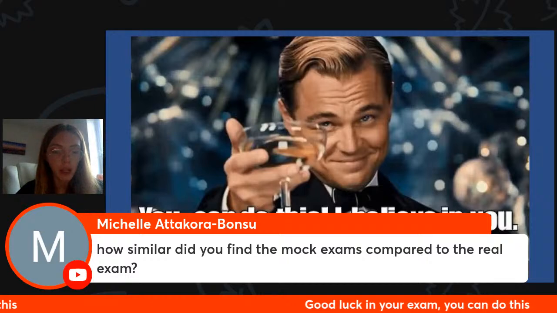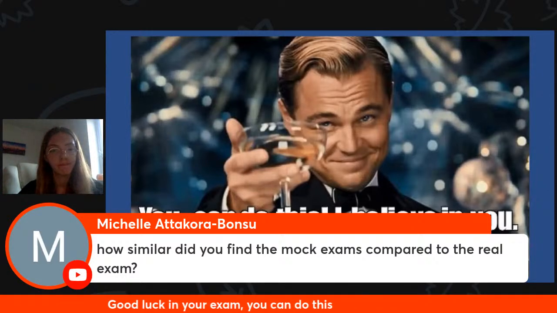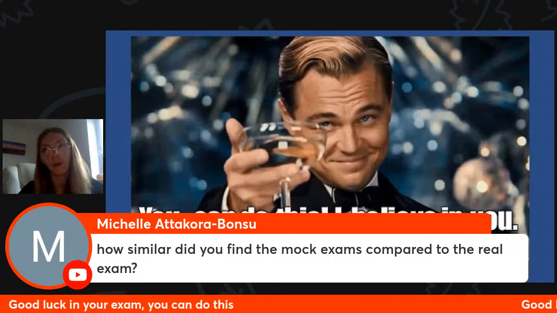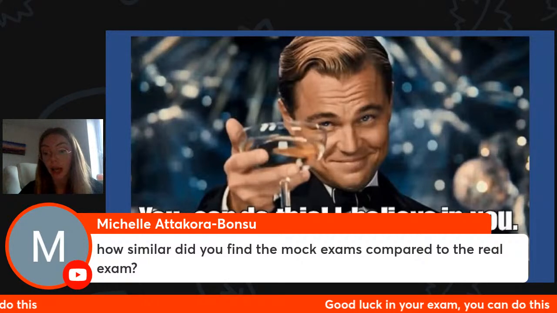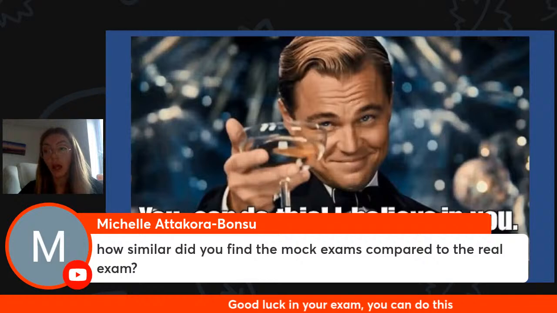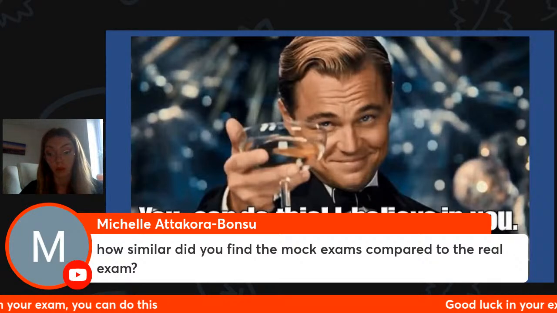How similar did I find mock exams compared to the real exam? Harder. Honestly, I found the mocks harder than the real exam. I was with Buttercups during my training year. I found the Buttercups mock a lot harder, and Pro Pharma's actually a lot harder than the actual exam was.